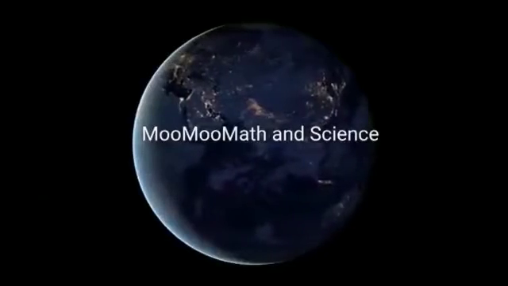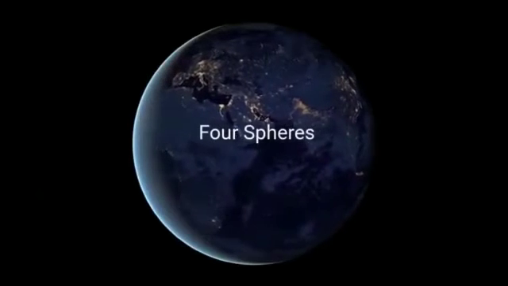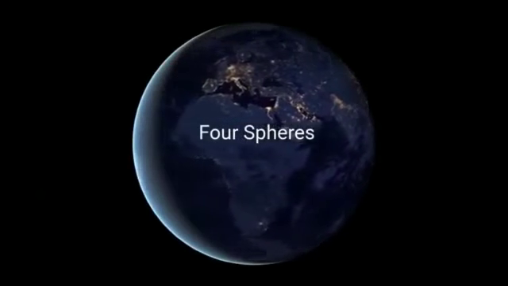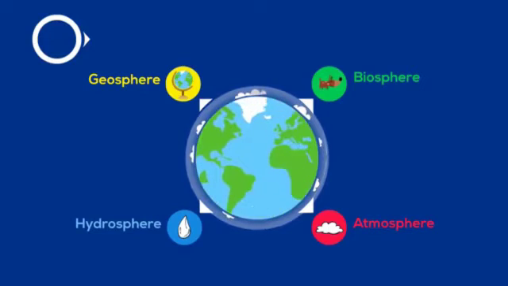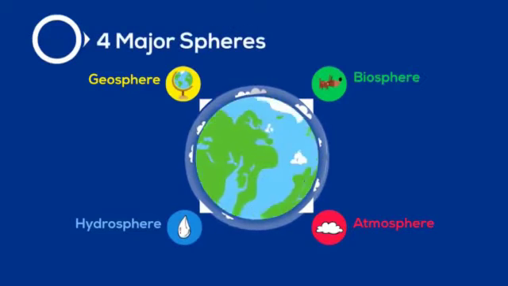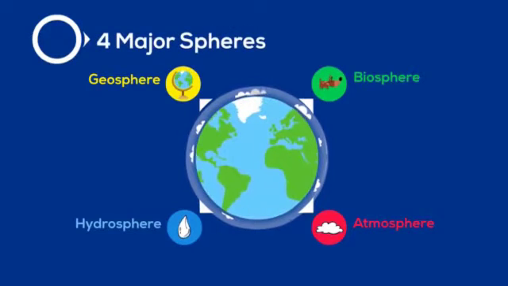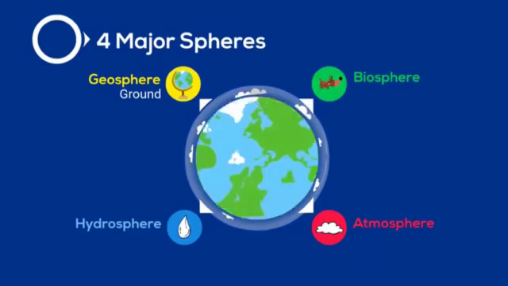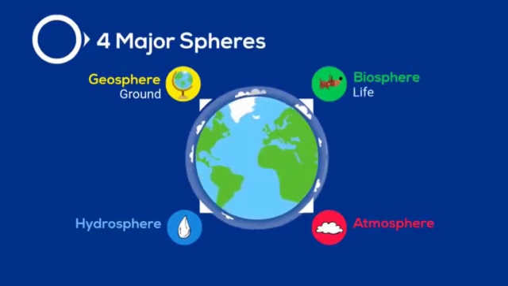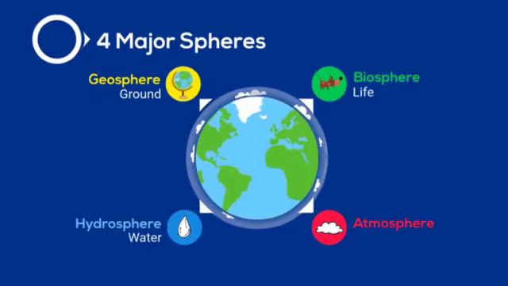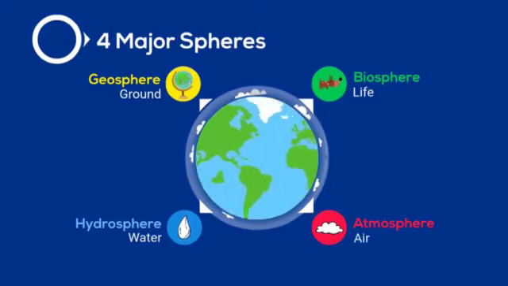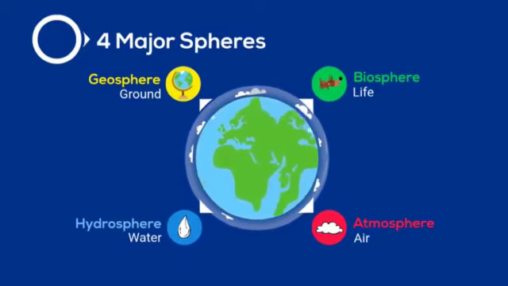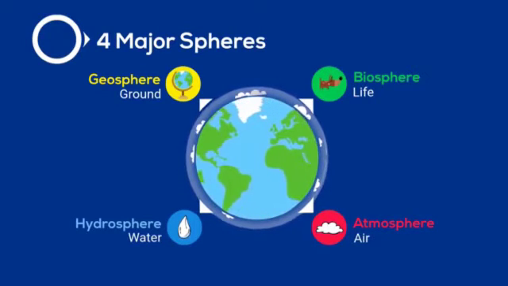In science, in this video, I'd like to talk about the 4 spheres of the Earth. The Earth can be divided into 4 major spheres. The names of each of these spheres come from the Greek words that describe what they're made of. Geo for ground, bio for life, hydro for water, and atmo for air. Let's take a look at each of these 4 spheres in a little bit more detail.